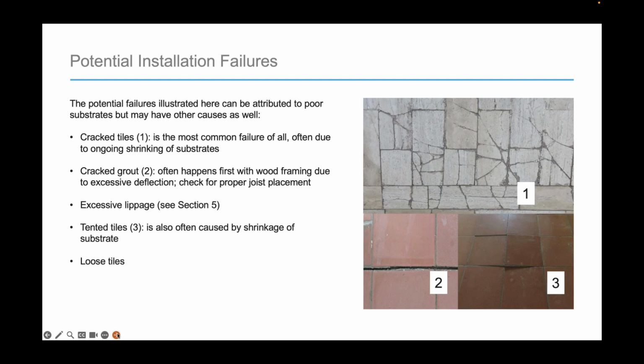Excessive lippage, which is not on, but it does kind of show in picture 3. And then tinted tiles, which is in picture 3, is often caused by the shrinkage of the substrate and loose tiles.